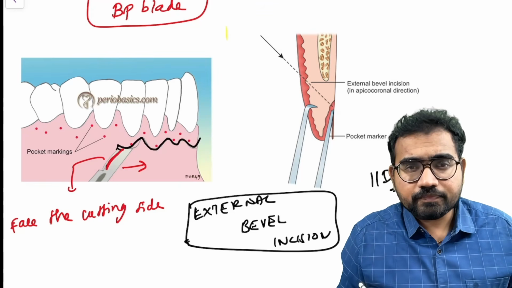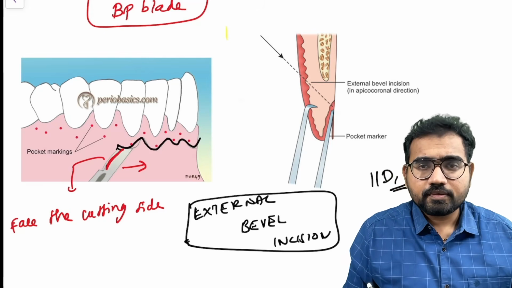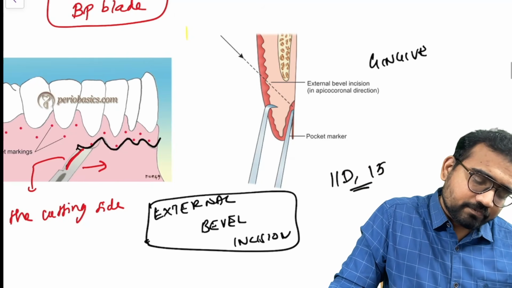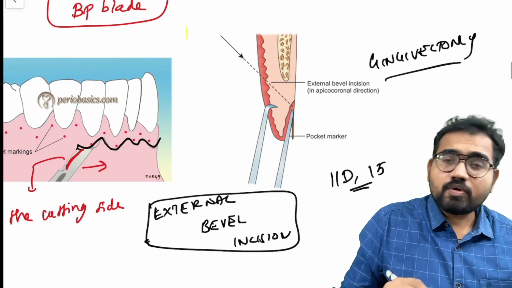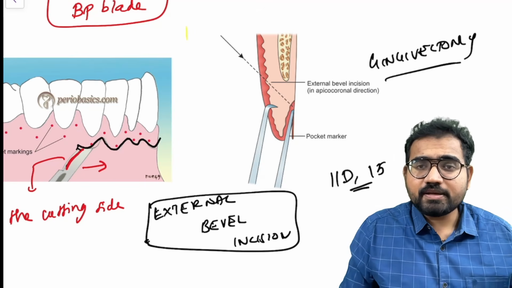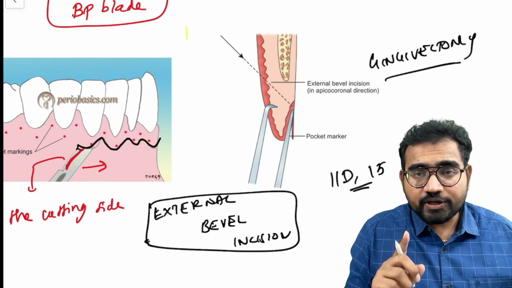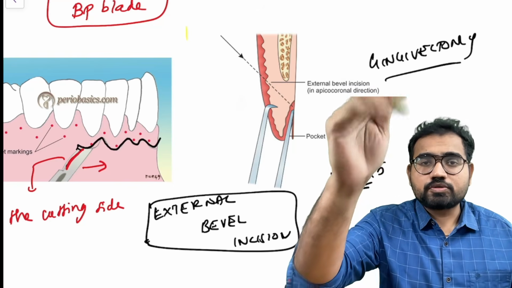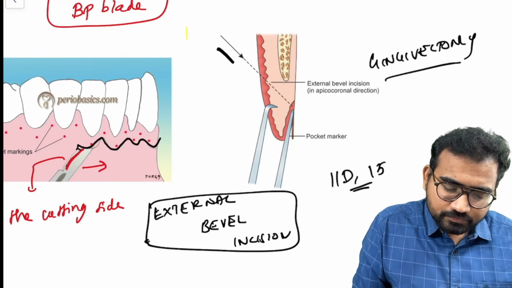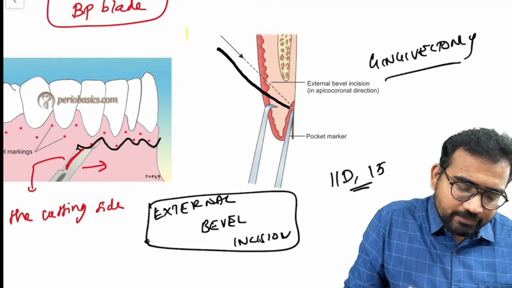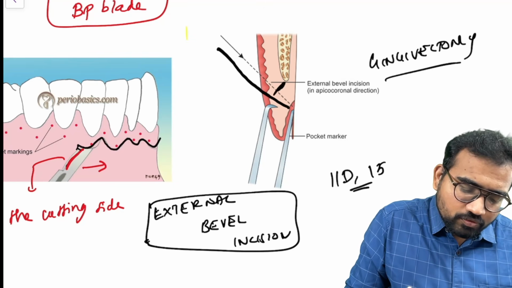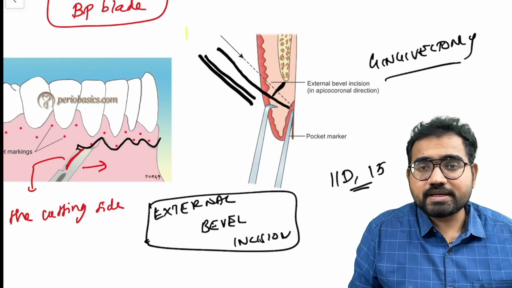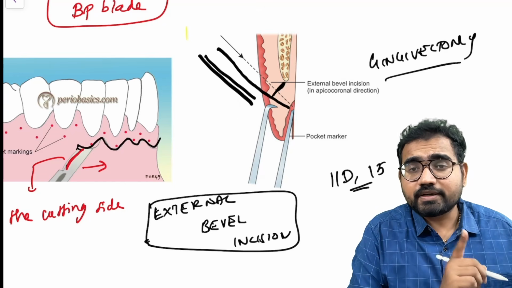Can anyone tell me what this procedure is? Exactly, this is called gingivectomy. So what incision am I going to give for gingivectomy? External bevel incision. Am I going to touch the bone? No. Where should my bevel point? Towards the tooth. As you can see in this image, the incision faces the tooth. I'm going away from the bone. So this kind of incision is called an external bevel incision directed towards the tooth.